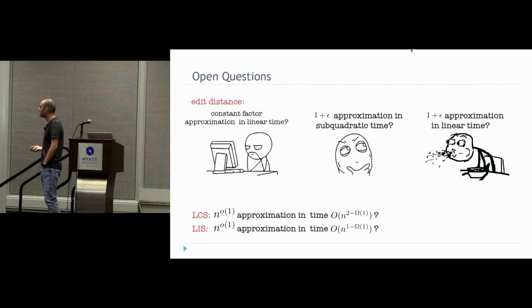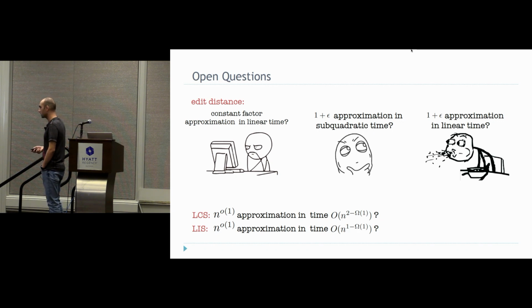Finally, a bunch of open questions. For edit distance, the big question is, can we get 1 plus epsilon approximation in near linear time? Perhaps before trying to answer this question, there are two easier questions that we can start with: whether we can get constant approximation in linear time or 1 plus epsilon approximation in subquadratic time.